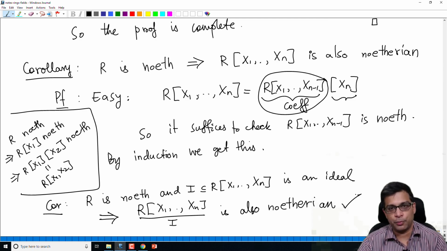So in this video, we have proved a very important theorem. This is one of the most important theorems in the whole course, called the Hilbert basis theorem. And from the next video onwards, we are going to study a special class of rings, two special classes of rings called principal ideal domains and unique factorization domains.